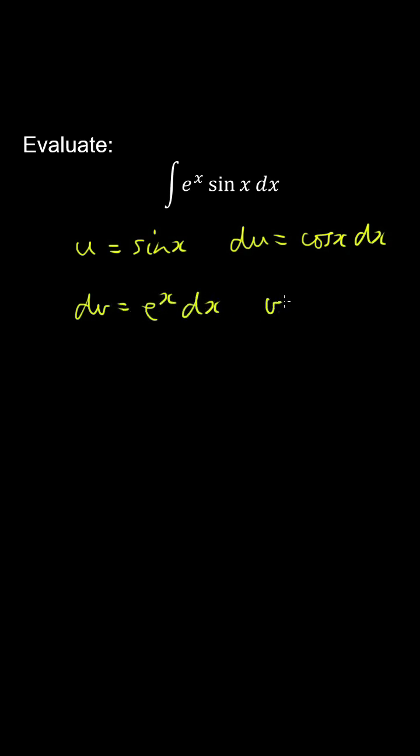Let's evaluate this integral. Again, we're going to use integration by parts because we can't apply substitution or simplify this algebraically. We can set u equal to either of these functions because they're going to keep oscillating back and forth when we differentiate or integrate them. So what we get is du is cosine x dx, and setting dv equal to e to the x dx, we get v is equal to e to the x. So therefore u by v is e to the x sine x minus the integral of v du.